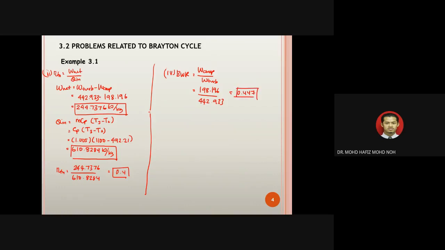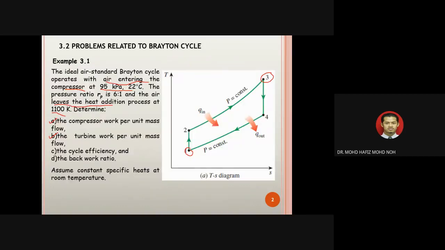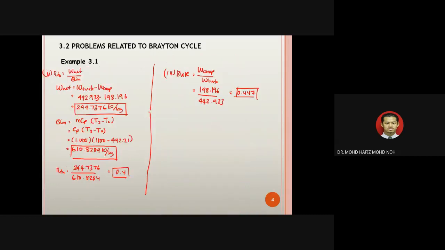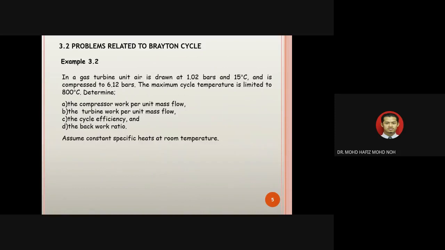So this is typically the question. First, you have to identify the parameters, which states they are given, and at the same time, you have to develop your TS diagram, and then you have to go state by state. After that, it is easy to calculate everything: state 1, state 2, state 3, state 4. Then you can calculate W compressor, W turbine, thermal efficiency, back work ratio. So it is very easy. Now proceed to example 3.2.